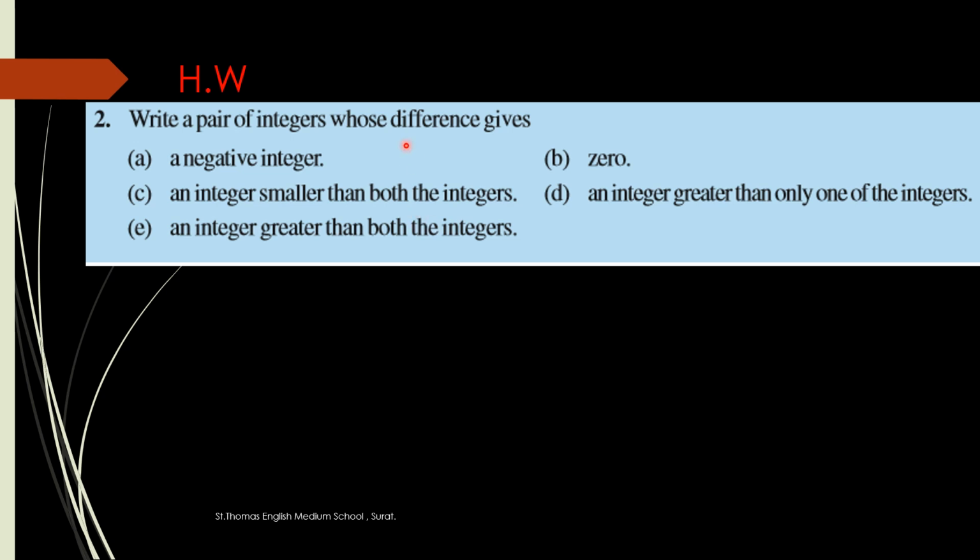Now, question number 2, that is homework for you. You can do it yourself. Write a pair of integers whose difference gives. So, the first one we have done, sum gives. Here, the question is difference. So, instead of plus, you have to do minus. Do it as homework.